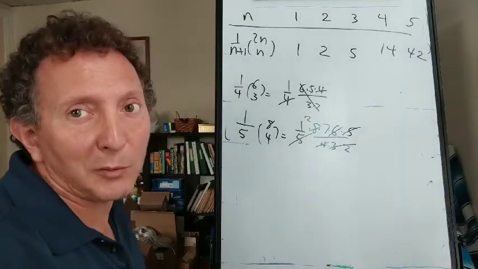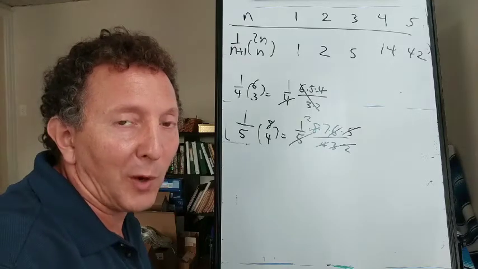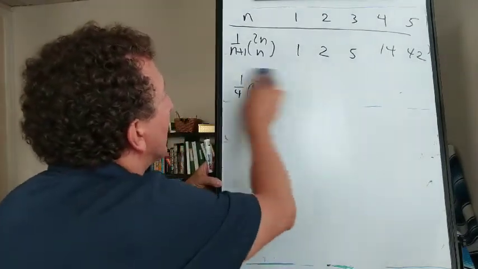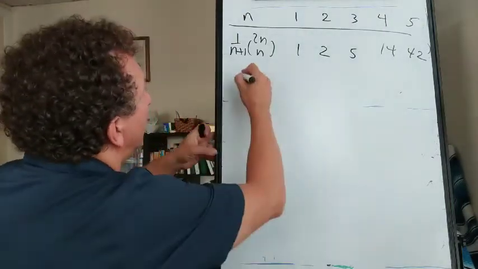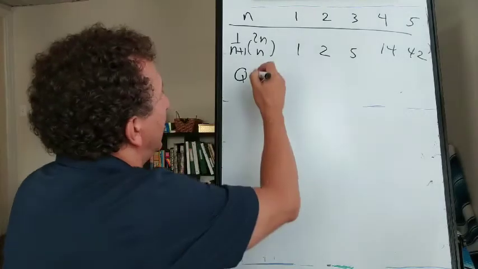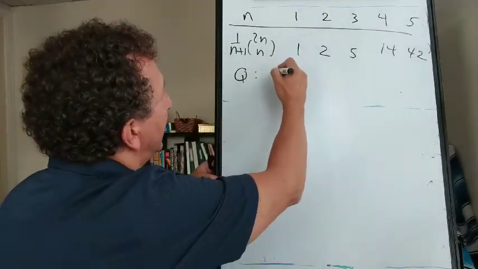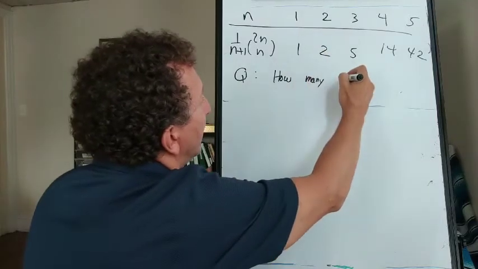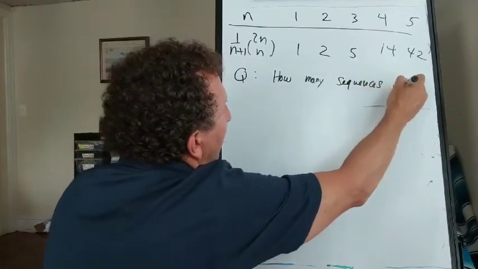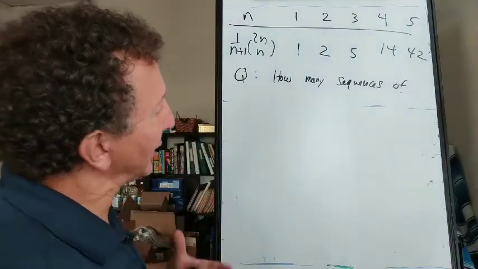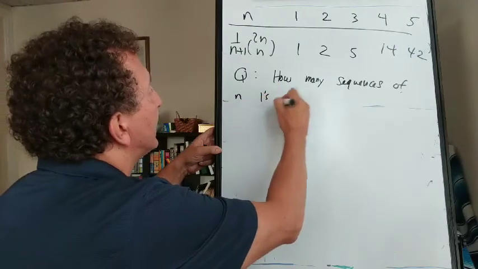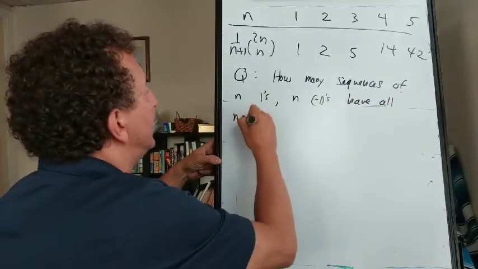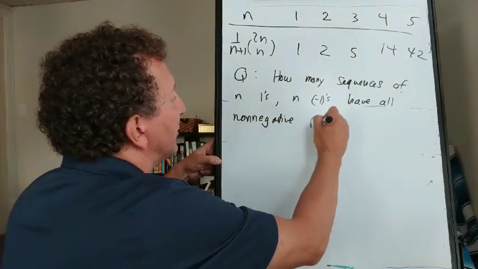Now the Catalan numbers count not only lattice paths from (0, 0) to (n, n) that don't pass below y = x, they count a bunch of other things too that are in bijection with these lattice paths. So a related question is, how many sequences of n 1s and n minus 1s have all non-negative partial sums?